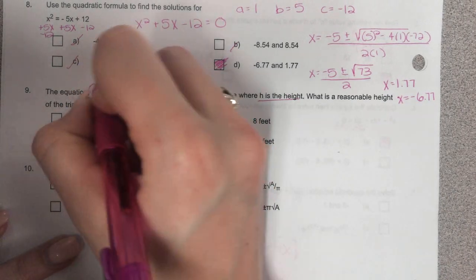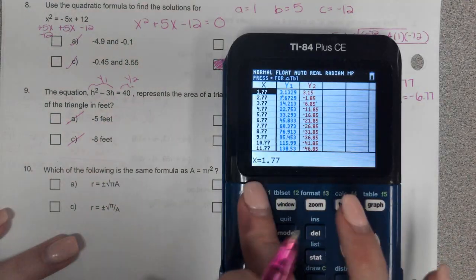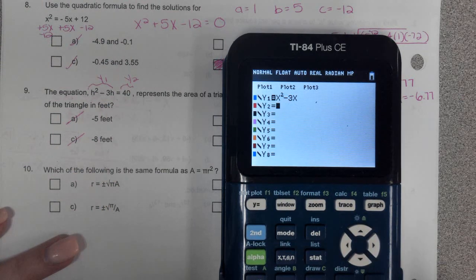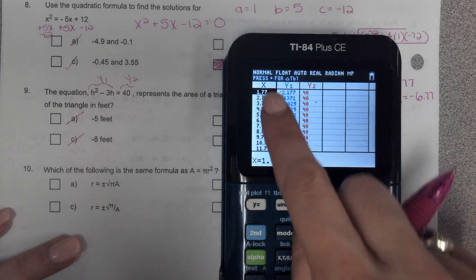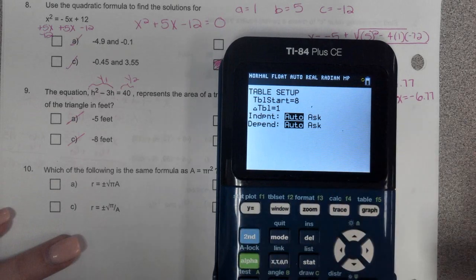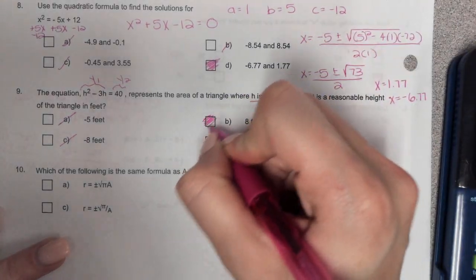I'm going to put this side in y1 and this side in y2. Instead of h, I'll use x, so x squared minus 3x, and in y2, I'm going to put 40. Those are nasty numbers, so let's jump to 8. They are both the same at 8.